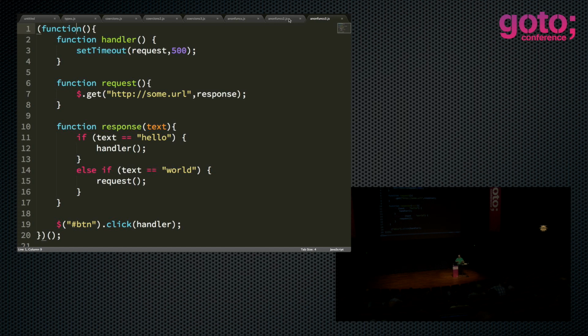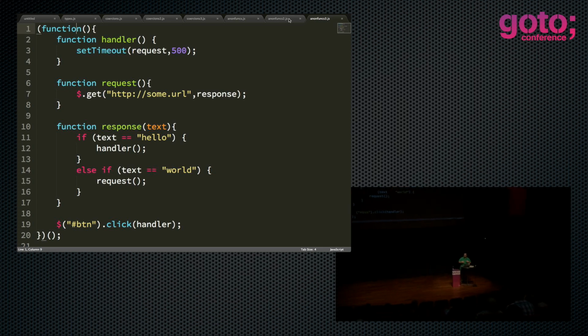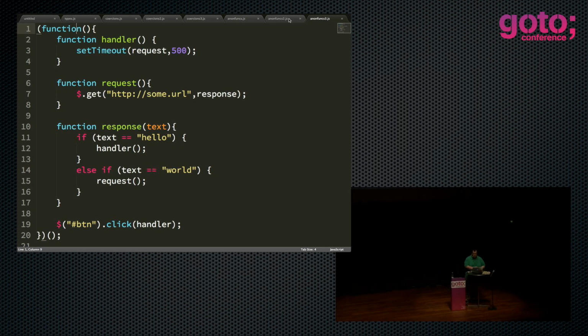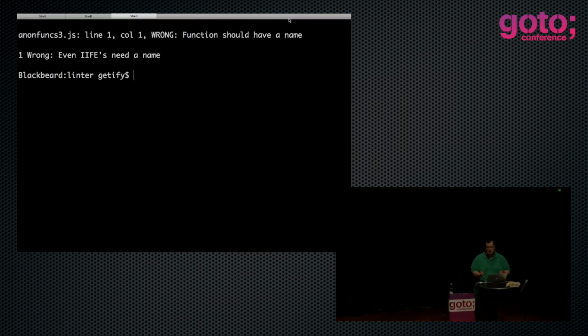So in many cases, you've been told, use these inline functions because you need to do closures or things like that. All that's nonsense. There's many cases where function declarations pulled out can actually make more readable code. Okay, moving on. Oh, there's a problem with that code.